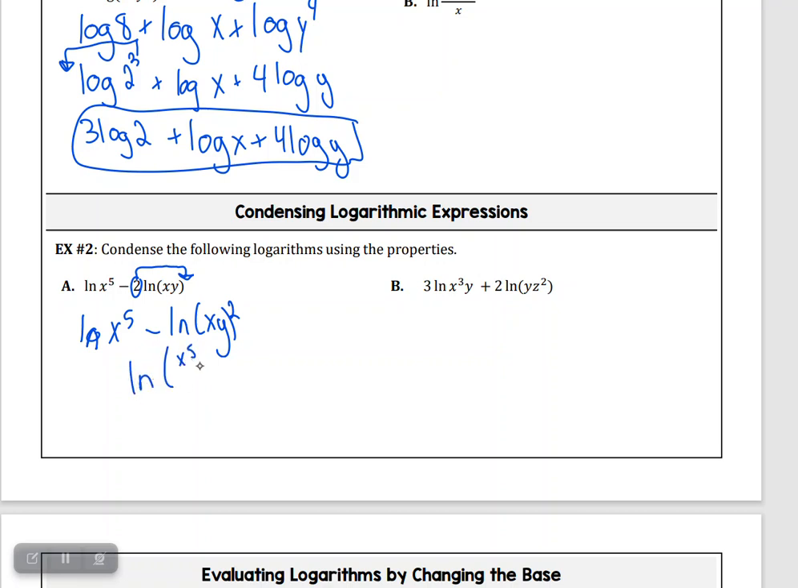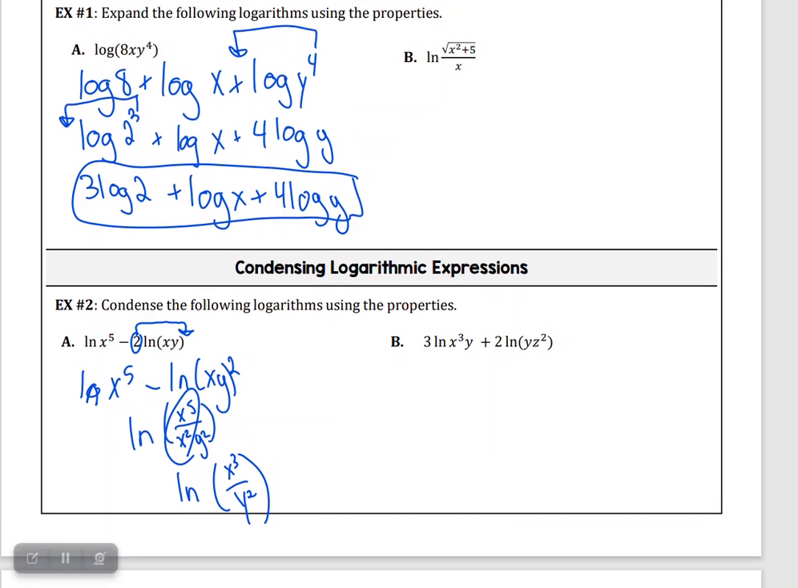So x to the 5th on the top. And then I'll distribute right away, so this is going to be x squared y squared. Now to wrap this up, I can see those x's right there. I can condense that more and clean it up. X to the 5th over x squared is going to become x to the 3rd over y squared.